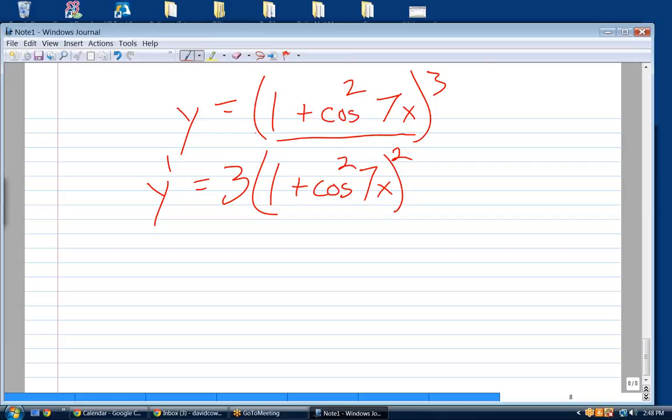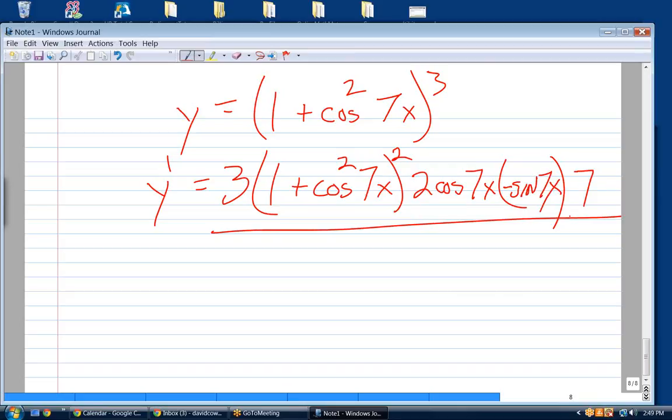So the derivative of this inside is 2 cosine of 7x. That's the derivative of the long horizontal line. Well, it's not the full derivative. We're still working on it. And the first inside would be cosine 7x. The derivative of that is negative sine 7x. And then the derivative of that inside, 7. So there's your final answer.